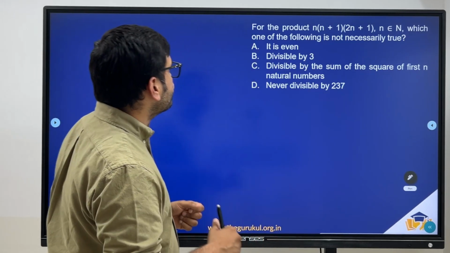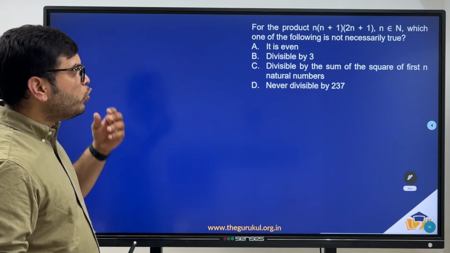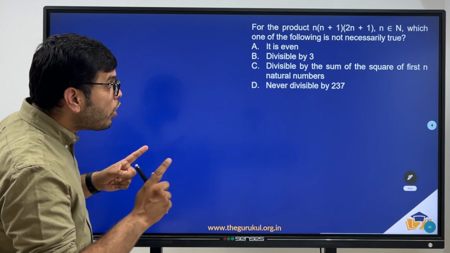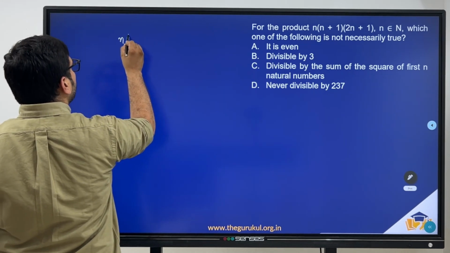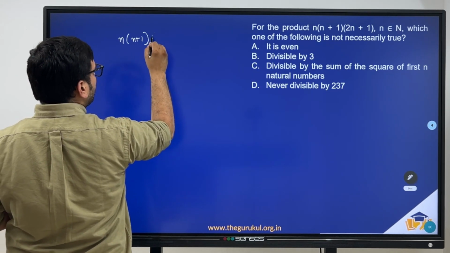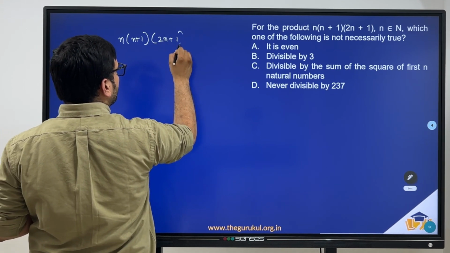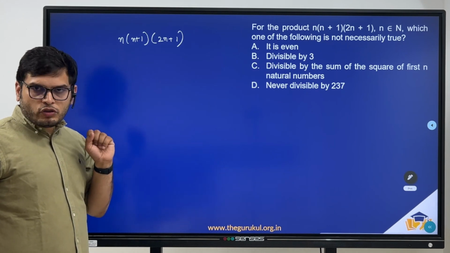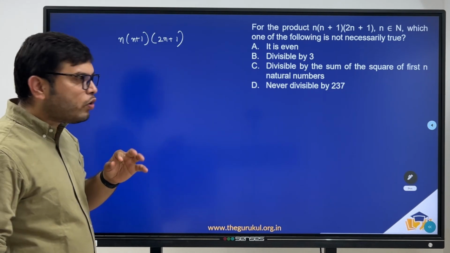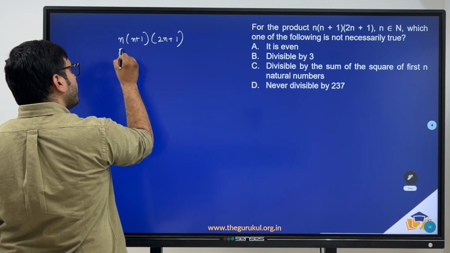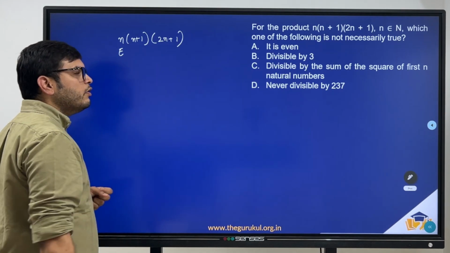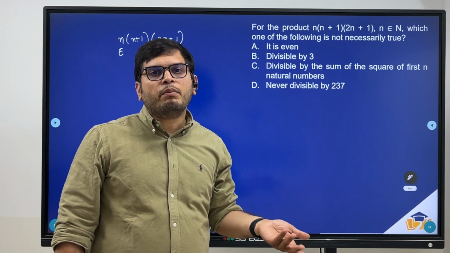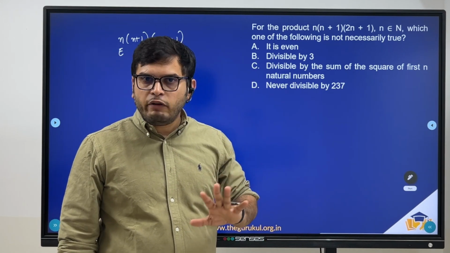Now coming to the fourth question, for the product n into n plus 1 into 2n plus 1, n belongs to natural numbers, which one of the following is not necessarily true? So we have n into n plus 1 into 2n plus 1, right? Is it even? So if n is a natural number, n can be either even or odd. Now if I consider n as even, this term will be an even number, right? Because an even number into any number, whether it's odd or even, will be an even number.